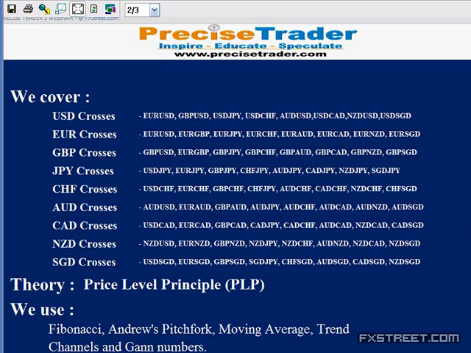The crosses are Euro, Pound, Yen, Swiss, Aussie, Canadian, Kiwi, Sing dollars, and any one of these against each other. When you trade crosses, it's best, before you initiate a trade, to ask yourself what things are to be done. That means you have to pre-plan what happens if the trade goes with you and if the trade goes against you. At least you do some work before you initiate the trade, so it becomes less emotional.